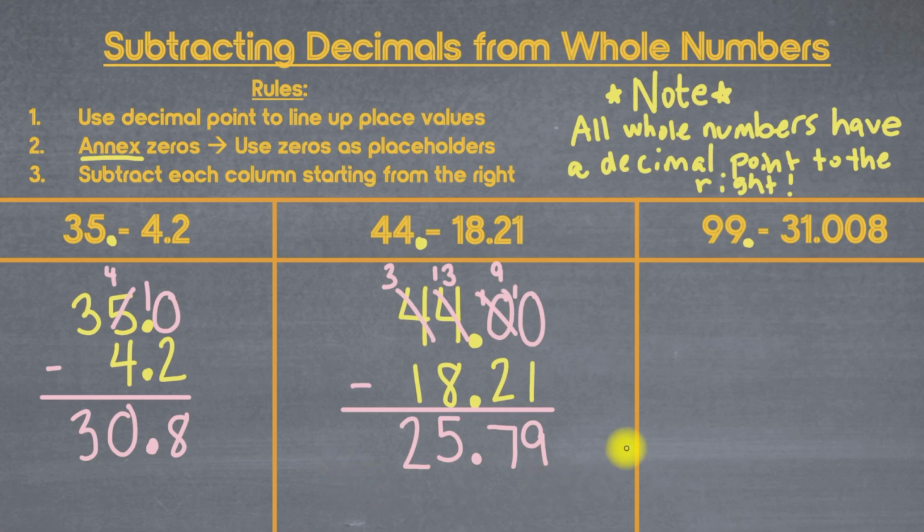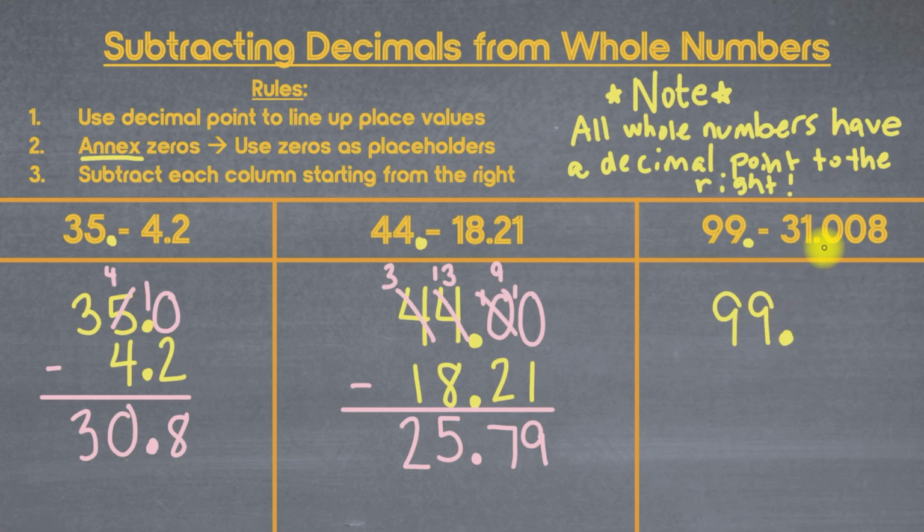Let's take a look at our last example. This one is a doozy, so make sure that you're following along very carefully. So example 3 says 99 minus 31.008, or 31 and 8 thousandths. So let's start with step 1, which is to use the decimal point to line up our place values. The first thing I'll have to do is take the number 99 and write it down. And again, remember, like we said in the note, all whole numbers have a decimal point located to the right. So we'll put that decimal point as well.